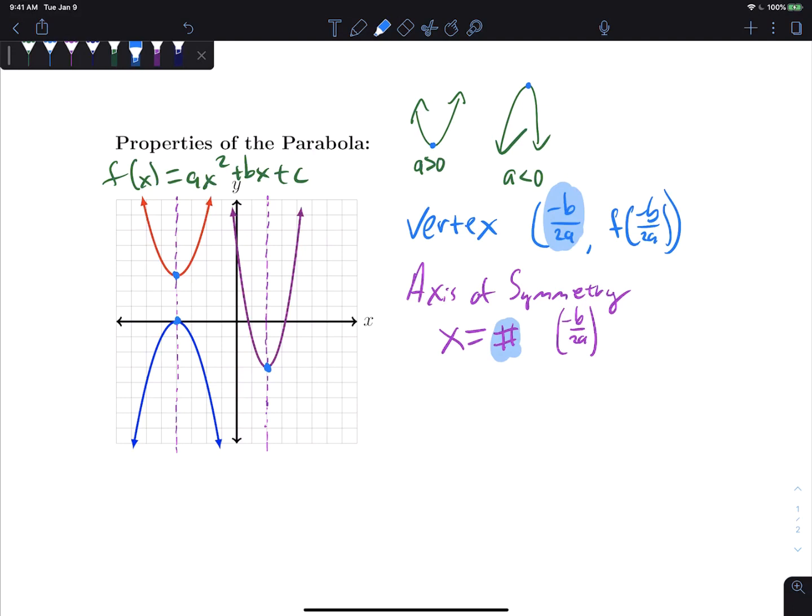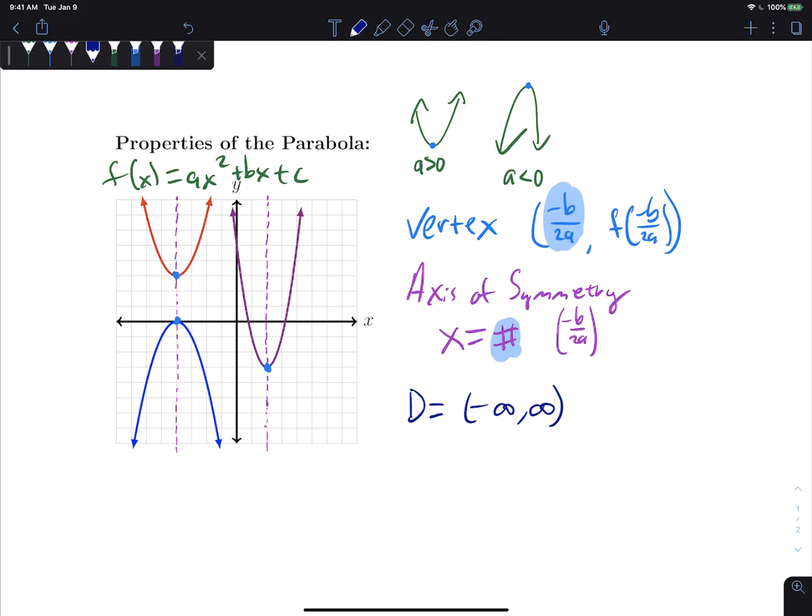Wonderful. Now, let's talk about domains and ranges. So for domains, for every single parabola, the domain is all real numbers, negative infinity to infinity. And the reason why is because we're missing one of the two things that limit our domain. At least one of the two things so far.